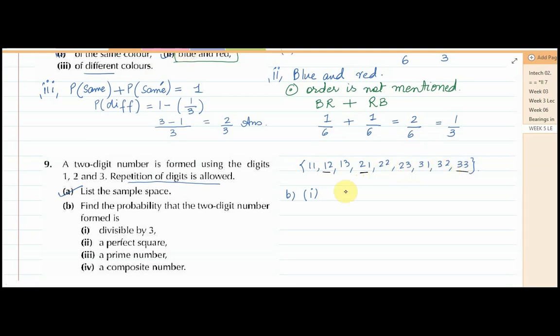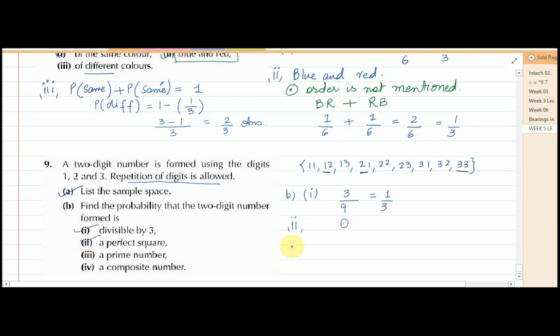So there are 3 numbers that are divisible by 3 out of 1, 2, 3, 4, 5, 6, 7, 8, 9. That means the answer is 1 divided by 3. Part 2, perfect square. How many numbers are perfect squares? So I think there is not a single number that is a perfect square, so the probability is 0, right?